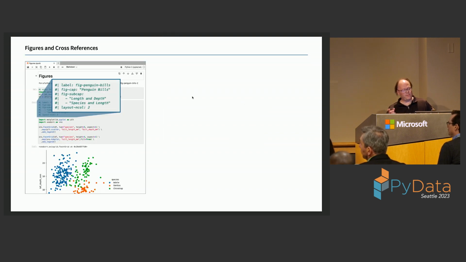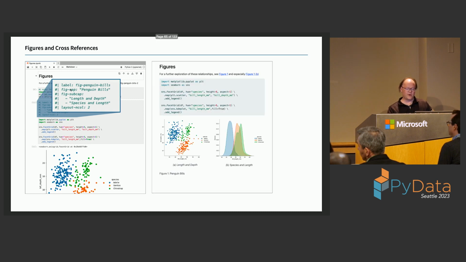I showed you a little bit before figures and cross-references. Here I'm going to show a figure that actually has a caption and it's a figure and 2 subfigures. And to do that, I just say I've got a figure and I've got 2 subcaptions. And when I render this notebook, you can see it's got the figure, but it's also got 2 subfigures, and those are referenceable individually.